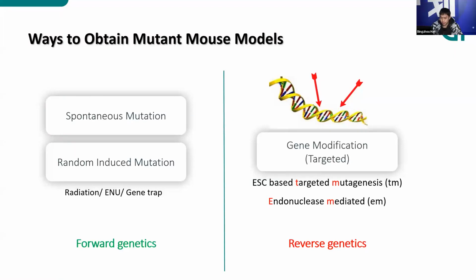And then with the development of genome sequencing and genome targeting modification strategies, people have now really come to the reverse genetic strategies to do targeted mutation of the gene or DNA sequence of interest and generate novel models by an embryonic stem cell based targeted mutagenesis strategy or in the nuclease mediated strategies, like using the Zinc-finger nuclease, TALEN, or CRISPR-Cas based strategies.